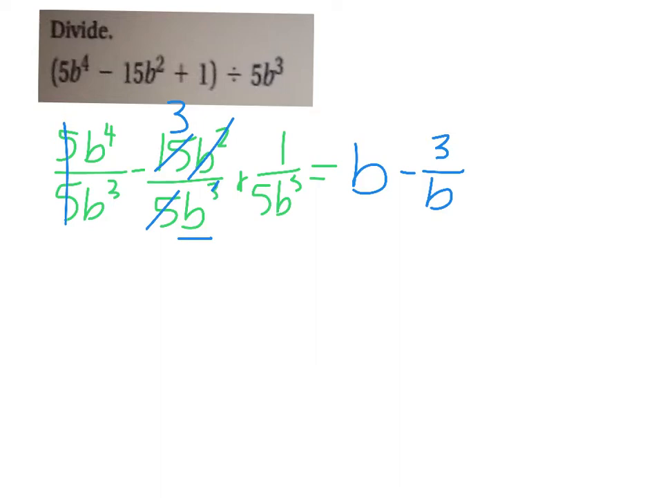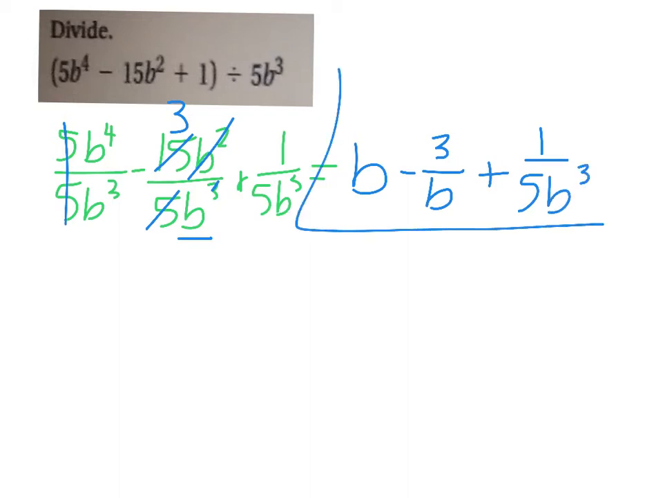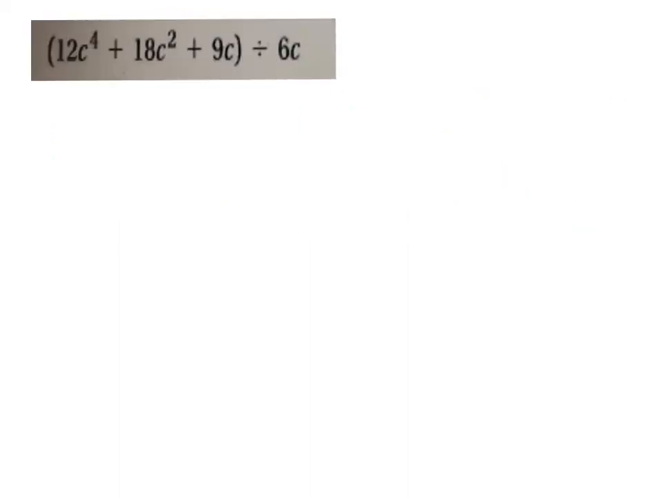And in the last part, there's nothing you can do. When there's a 1 in the numerator, there's no simplifying that can happen because 1 is as simple as it gets. So this just becomes plus 1 over 5b to the third power. That's our final answer for that.